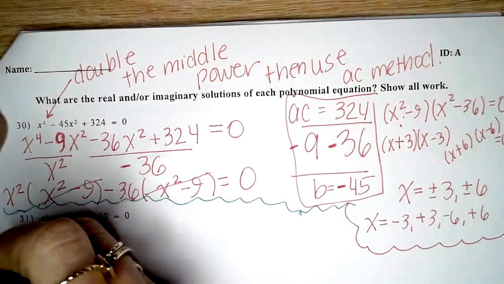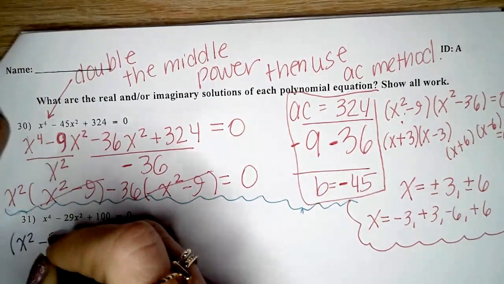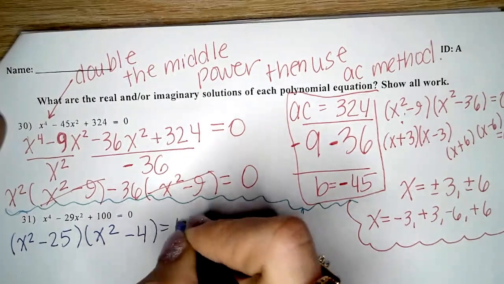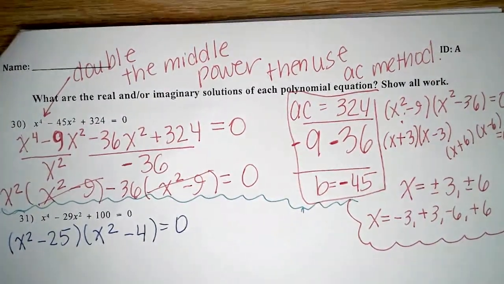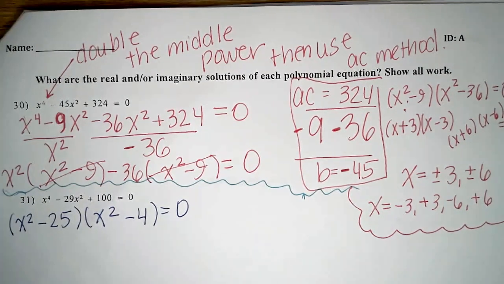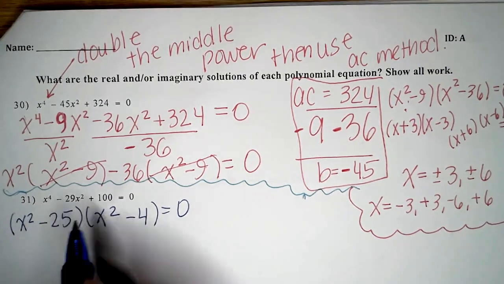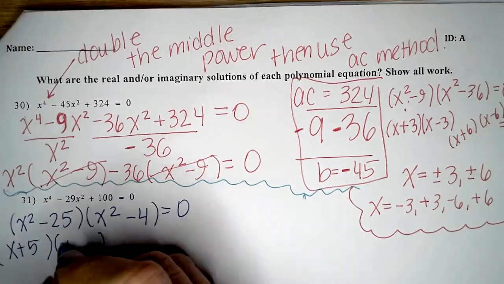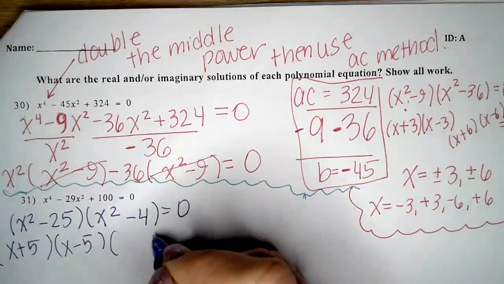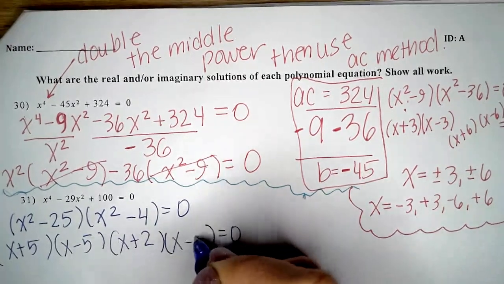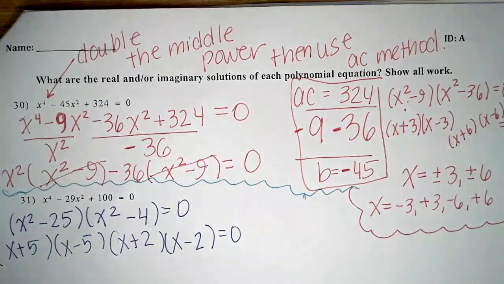Good, I heard negative 25, negative 4. Josh, you want to say the same thing? So that means I could go right to this step: x squared minus 25, x squared minus 4. I went straight to that step. How do I factor the first set of parentheses, Jeremiah M? X plus 5, x minus 5. Good. Nafia, how do I factor my second set of parentheses? X plus 2, x minus 2. Perfect.